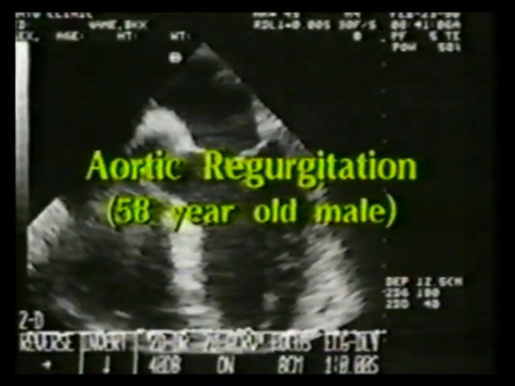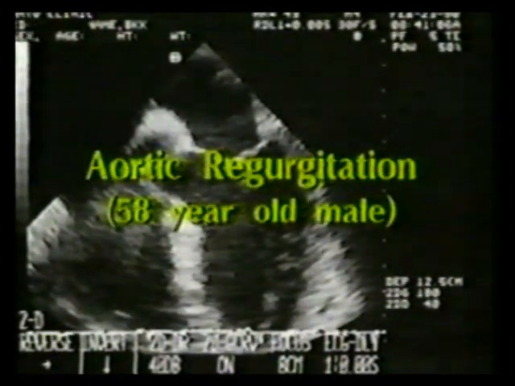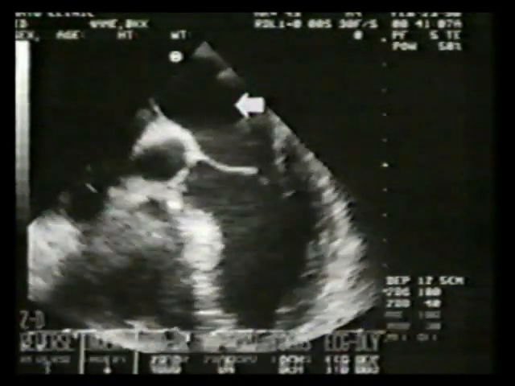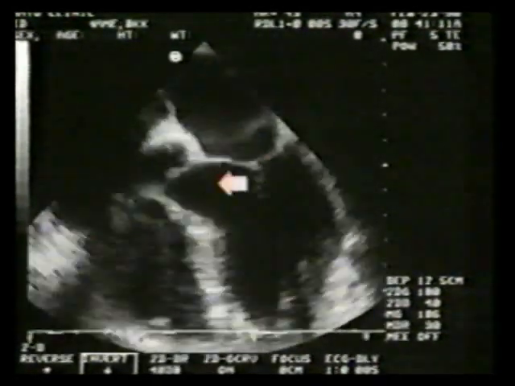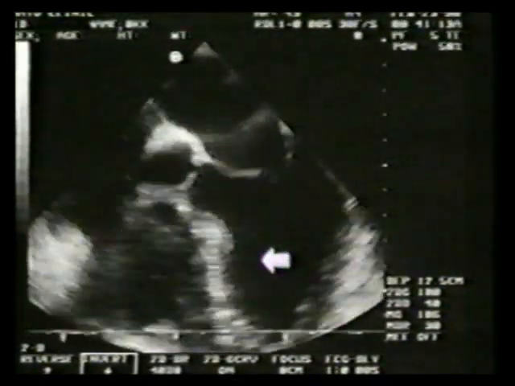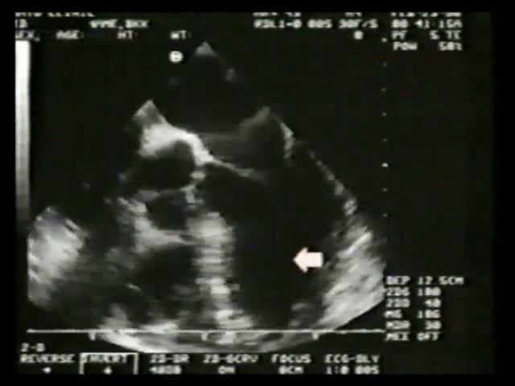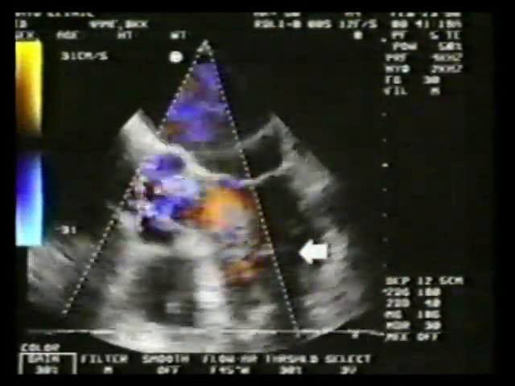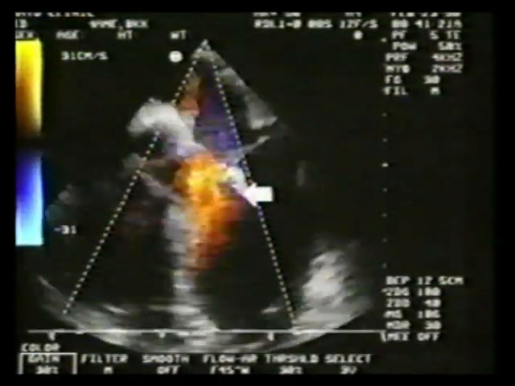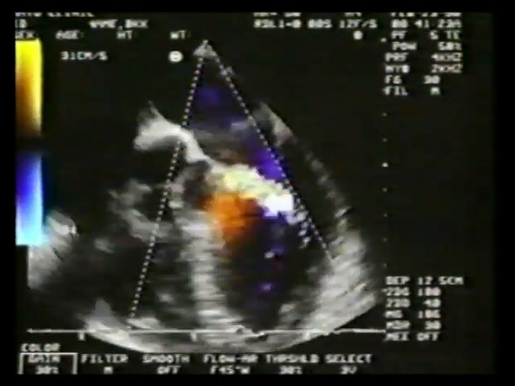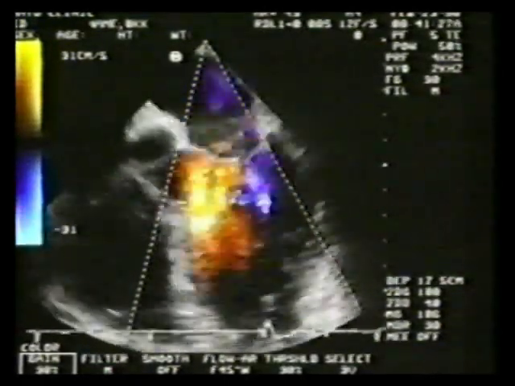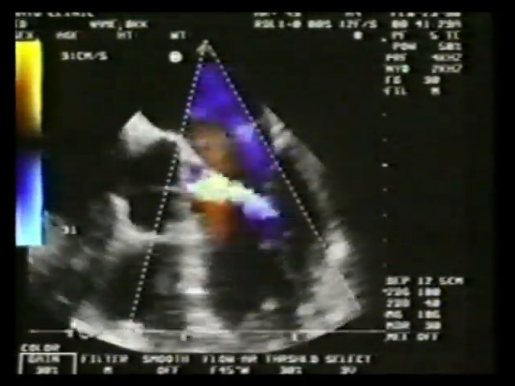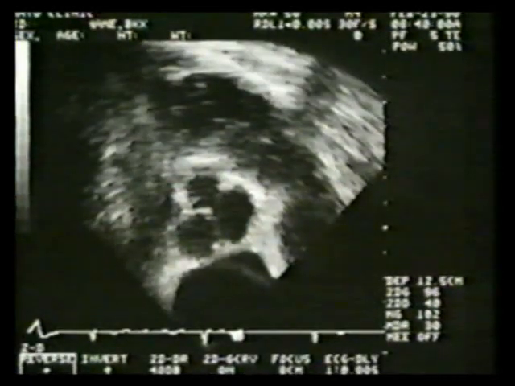This next example shows the utility of biplane transesophageal echocardiography in the assessment of aortic valve regurgitation. This is a frontal four-chamber view of the mitral valve, left ventricle, and left ventricular outflow tract. Notice that the aortic annulus is slightly dilated. With color flow Doppler, there is a regurgitant jet from the aortic valve which laminates along the undersurface of the anterior leaflet of mitral valve. This appears to be a moderate-sized regurgitant jet.